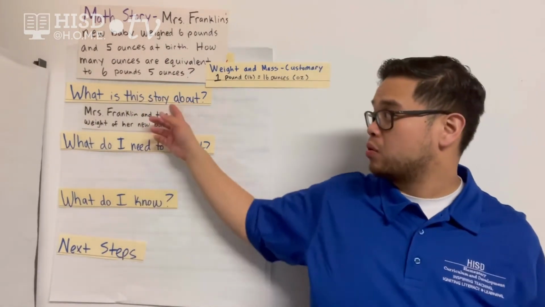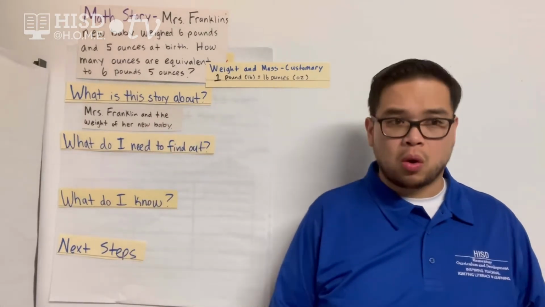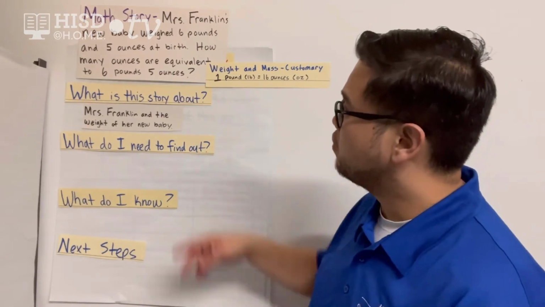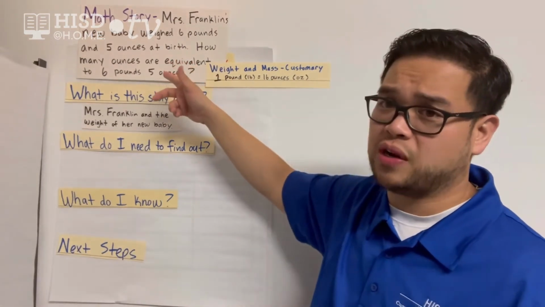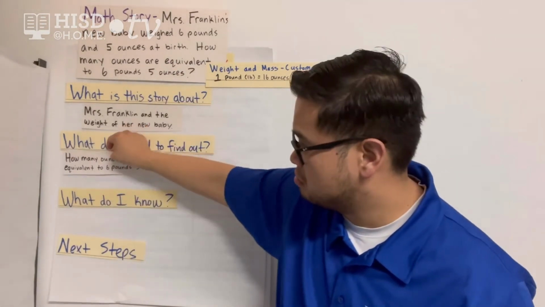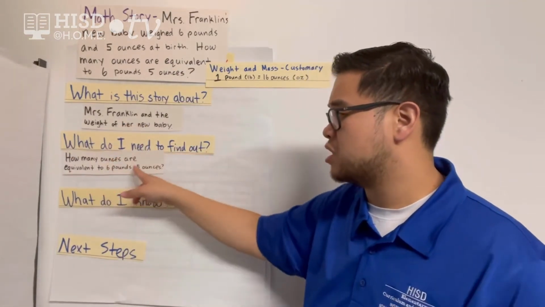So we know that part. We know what the story is about. So what do we need to find out? Well, if we go back to the story problem, it basically tells us what we need to find out. How many ounces are equivalent to 6 pounds, 5 ounces?